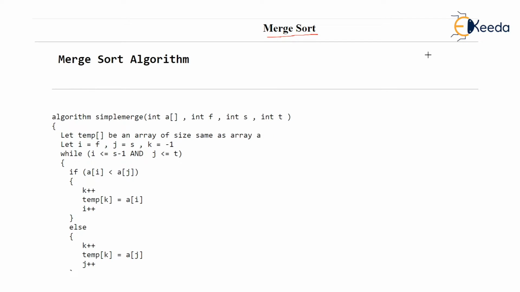In the first video of merge sort, we saw how simple merge works and how important it was from the perspective of the merge sort algorithm. The simple merge function merges two sorted partitions back to back. The first sorted partition is from F to S minus 1 and the second sorted partition is from S to T.